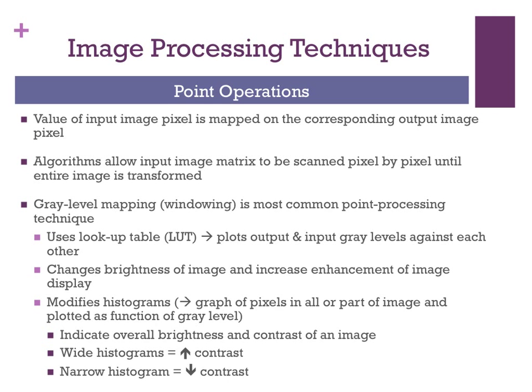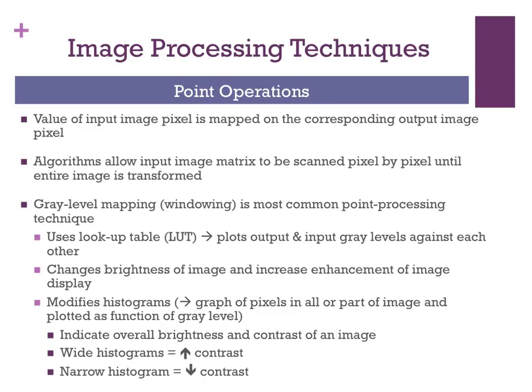Image processing techniques are based on three types of operations: point operations, local operations, and global operations. And the algorithms that these operations use alter the pixel intensity value. Point operations is the most frequently used image processing technique, and the value of the input image pixel is mapped on the corresponding output image pixel.